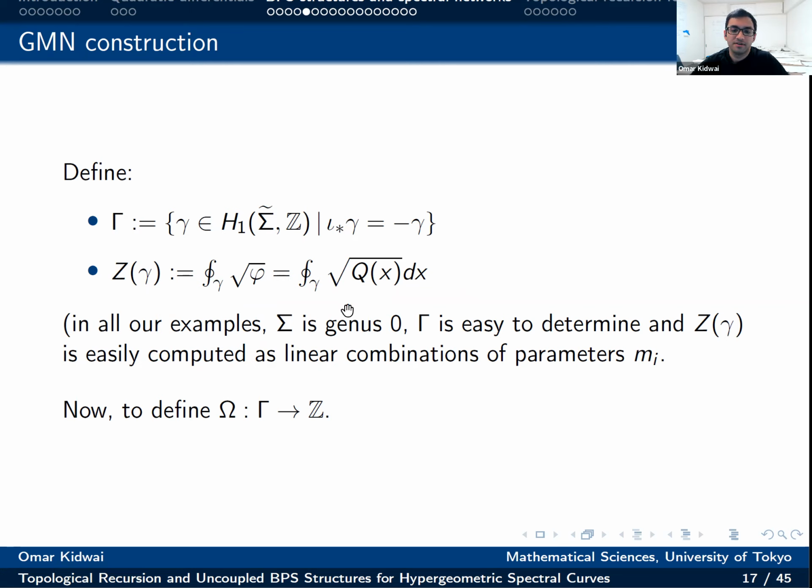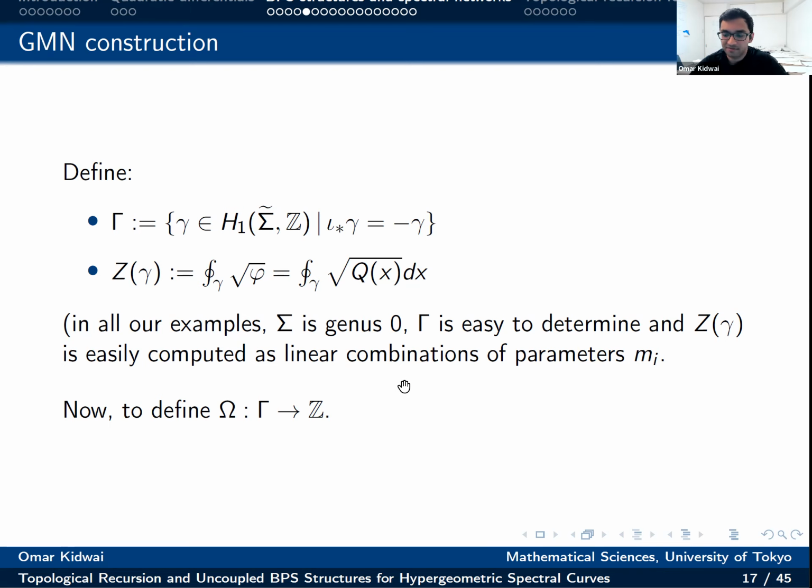And right, since in all our examples the spectral cover is of genus 0, gamma is just a free abelian group, and the central charge you can compute very easily in terms of the residues at the poles. So it's just a linear combination of the parameters that are explicitly written in this Q. So okay, gamma and Z are pretty under control.